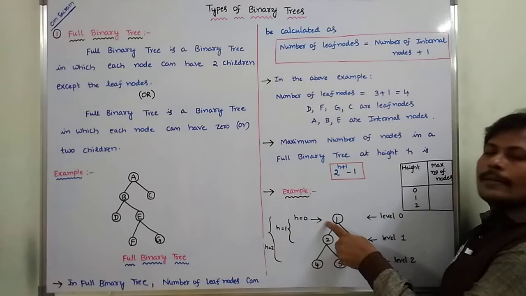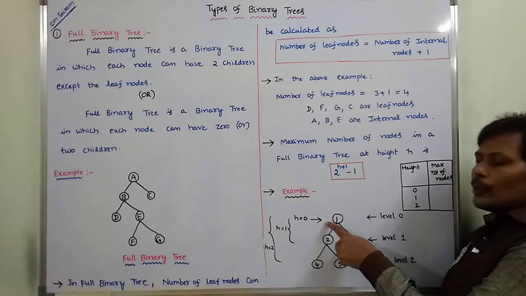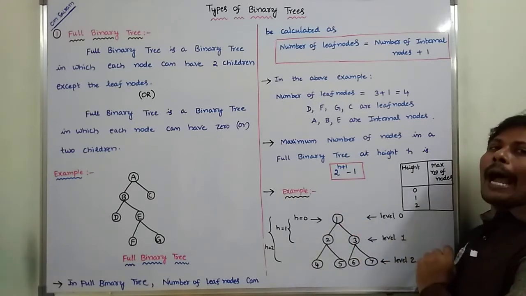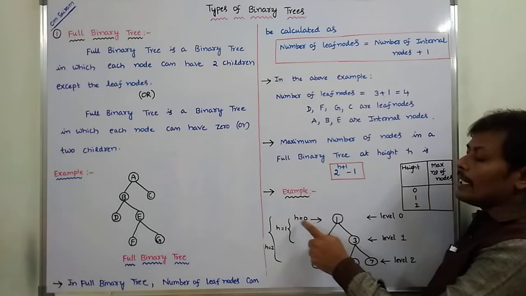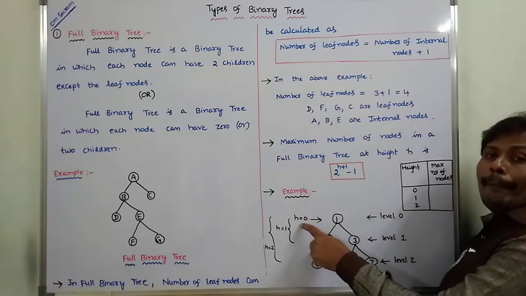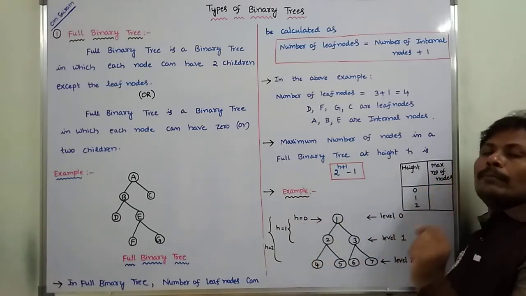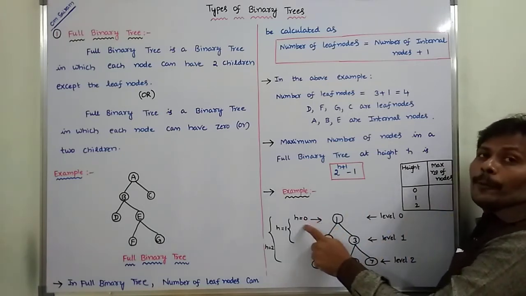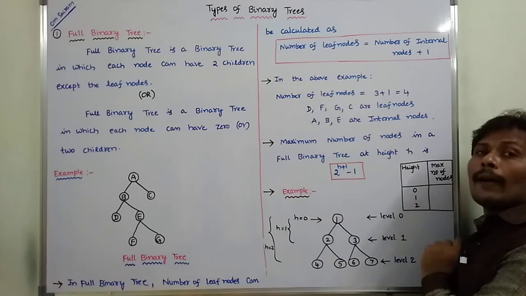Height 0 means root node to this node. This node is a root node. Root node to root node, height is equal to 0. H is equal to 0 means height from root node to root node. So that is 0. How many number of nodes are there?